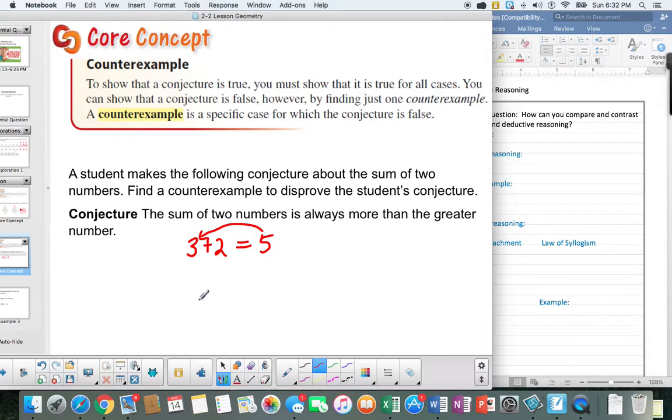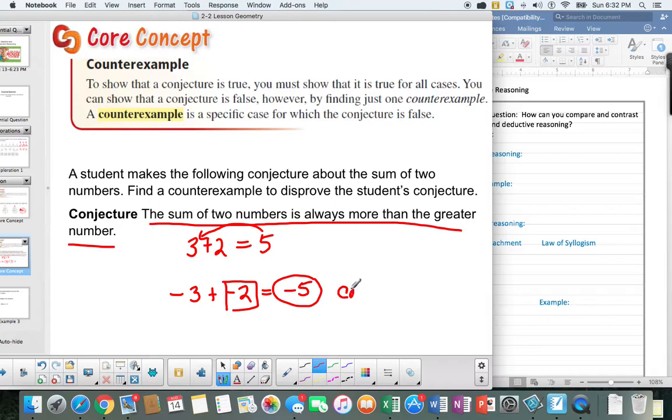And so let me think about using numbers that are maybe not positive, like maybe -3 plus -2 equals -5. Now we know that this number is less than the greater of these two. This is the greater of the two numbers. And I am showing that this sentence does not make sense. This is a counterexample. It's showing an example that proves the statement is false. So here is a number that is not more than the greater number. Now the earlier example proves it is true, and proving something true is not a counterexample. A counterexample is when you show that it is false.